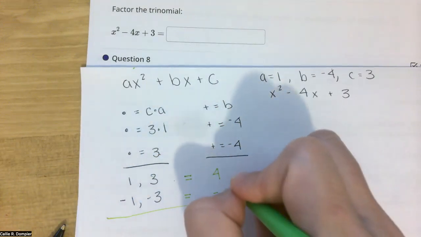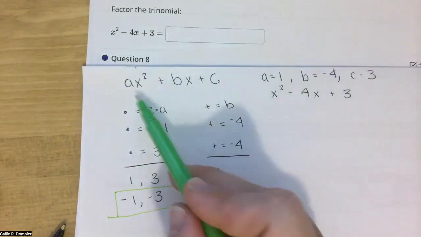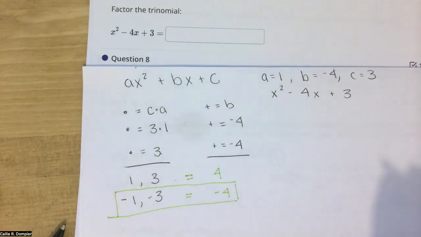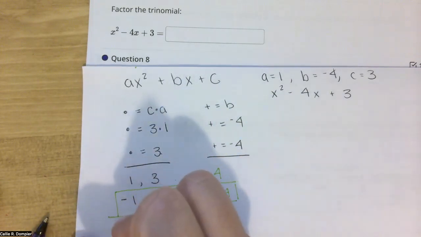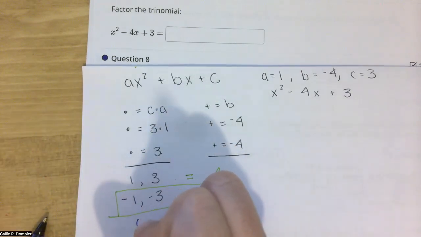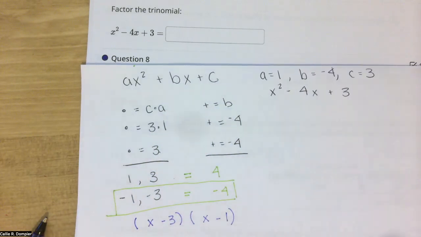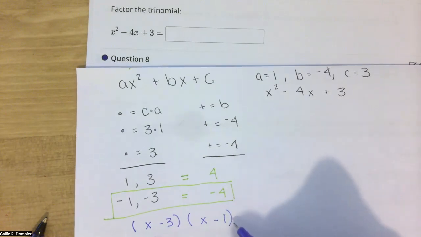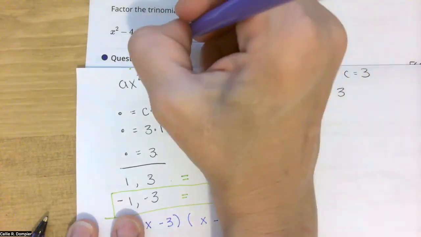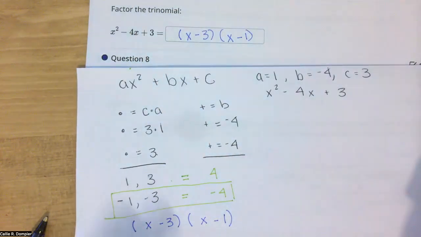So we like these two, okay? And when a equals 1, we can just put those in as the ends of our binomials. We can just put those in as x minus 3, x minus 1. Those are kind of how we find the two binomials that we're multiplying. So that factors to x minus 3 and x minus 1. It does not matter what order you write it in, okay?